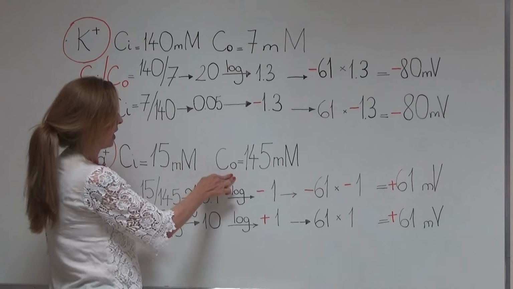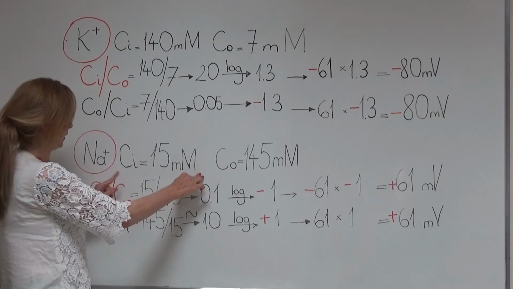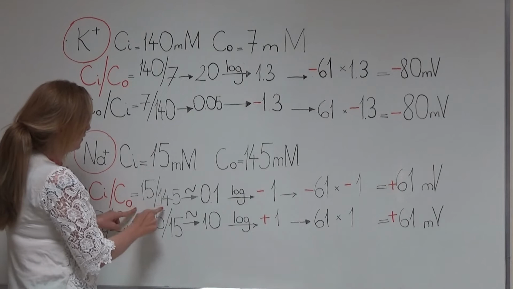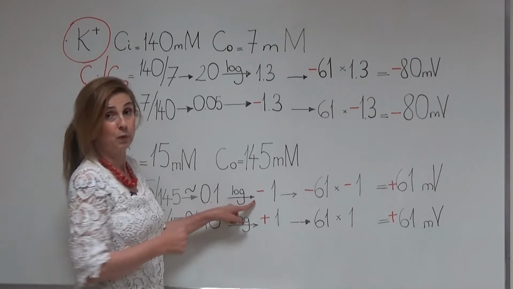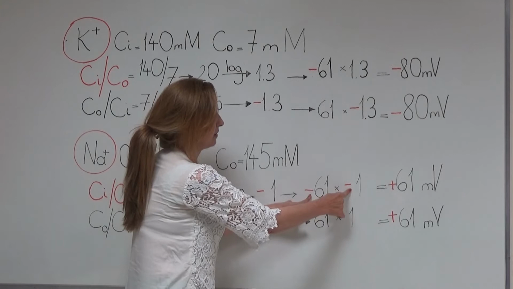The outer concentration is 145 millimolars, inner concentration is 15. If we use the formula for concentration inside over outside, it's 15 over 145, approximately 0.1, the logarithm of which is minus 1. We multiply this with minus 61 for cations, and the logarithm gives us plus 61 millivolt.